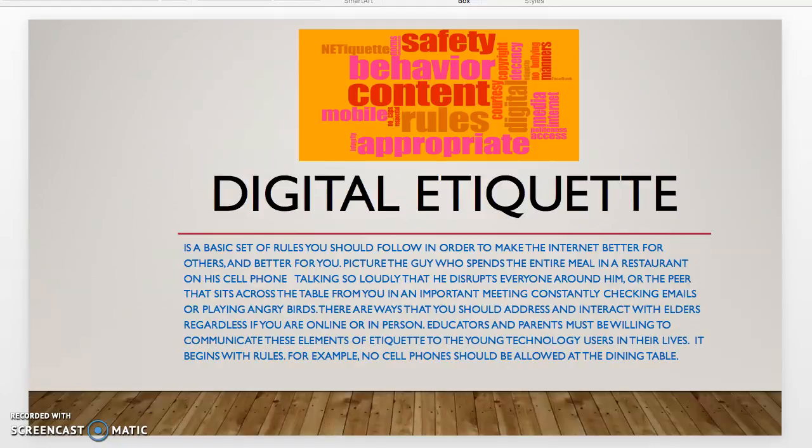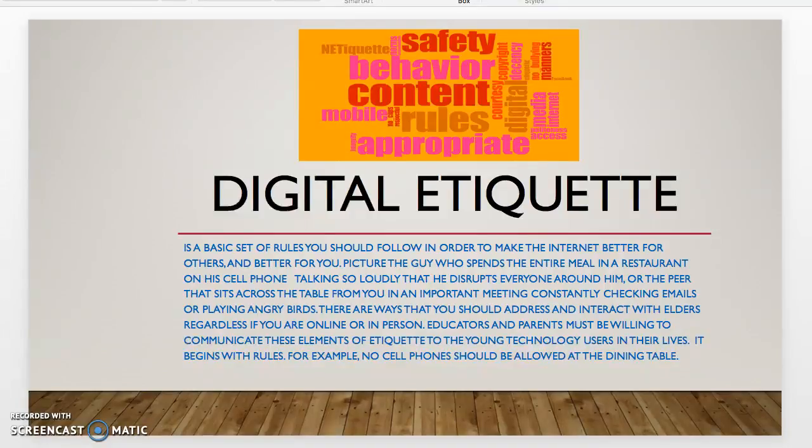Then we go to digital etiquette. This one is the basic set of rules you should follow in order to make the internet better for others and better for you. Picture the guy who spends the entire meal in a restaurant on his cell phone, talking so loudly that he disrupts everyone around him, or the peer that sits across the table from you in an important meeting, constantly checking emails or playing Angry Birds.